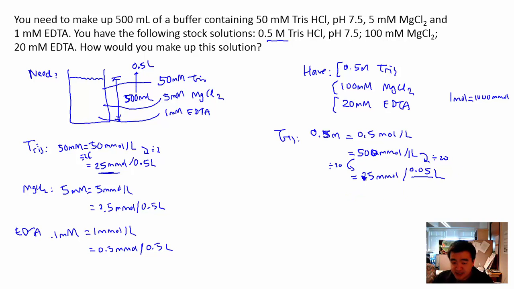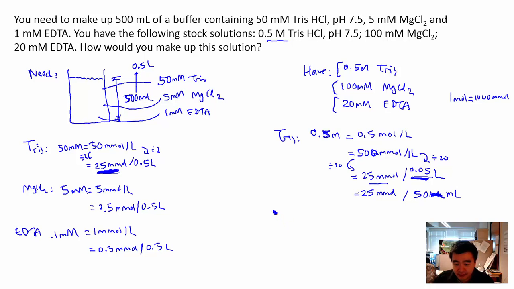So this means that in order to deliver 25 millimoles of Tris, we need to take out 0.05 liters. This 0.05 liters can alternatively be written as 50 milliliters. So if we take out 50 milliliters of our stock solution, in those 50 milliliters will be 25 millimoles, and that's all we need to deliver into our big beaker in order to get 25 millimoles in there.